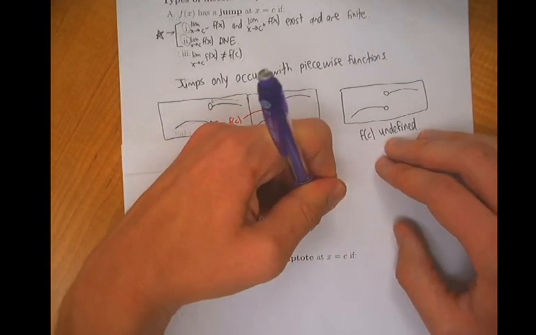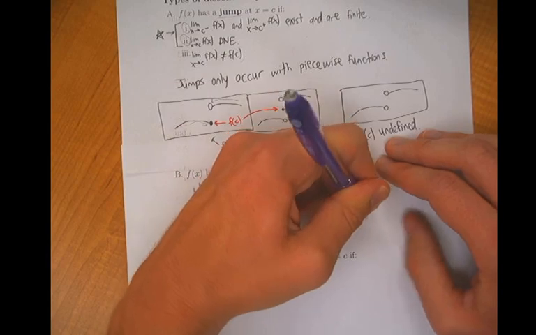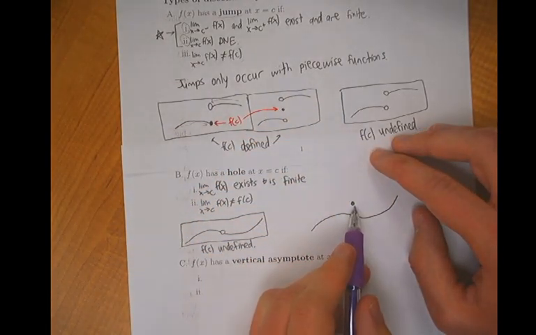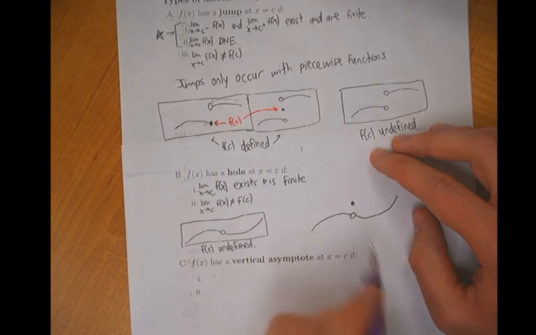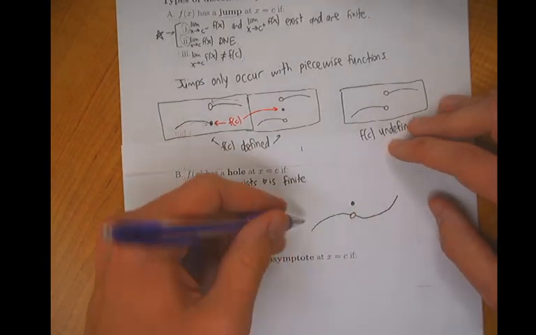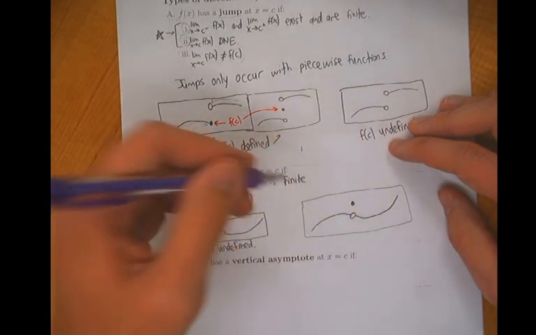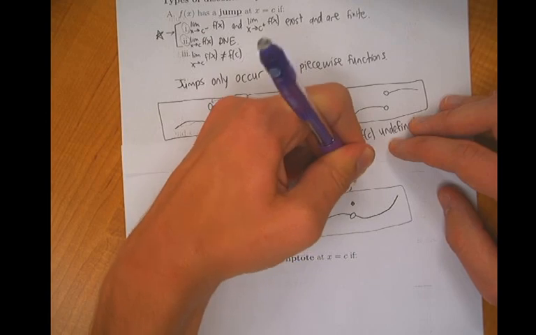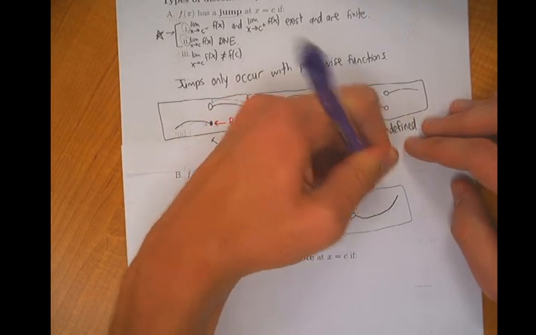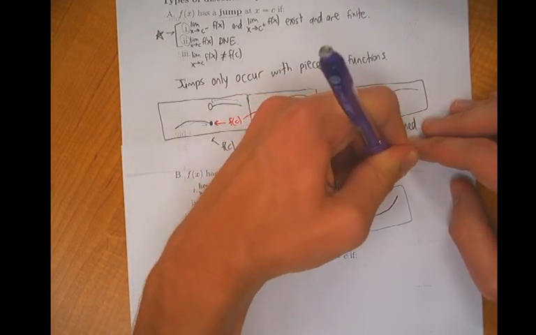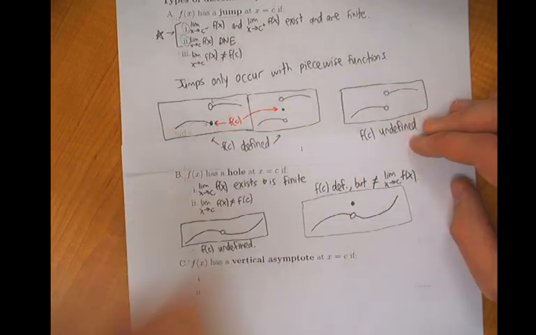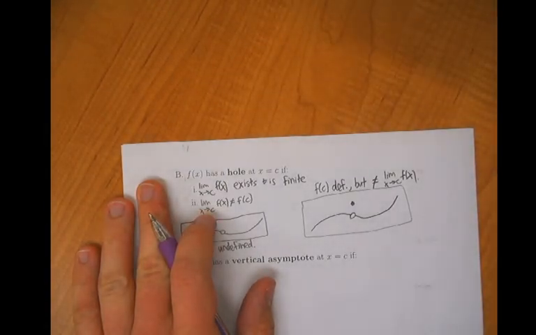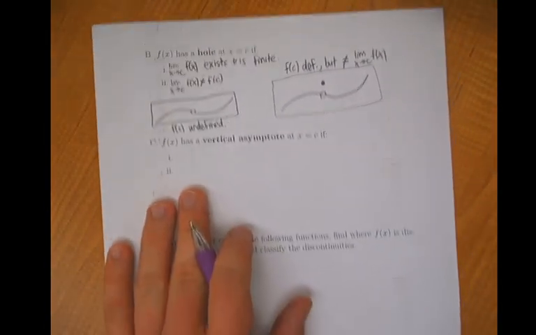So in this case, the filled-in dot is f of c, but it doesn't agree with the one-sided limit here. So f of c is defined, but not equal to the two-sided limit. Okay. Any questions on that?